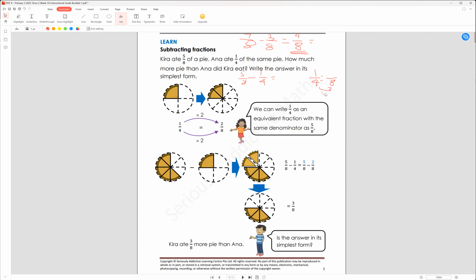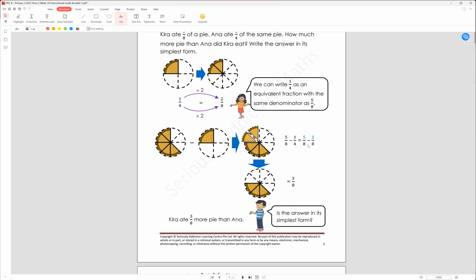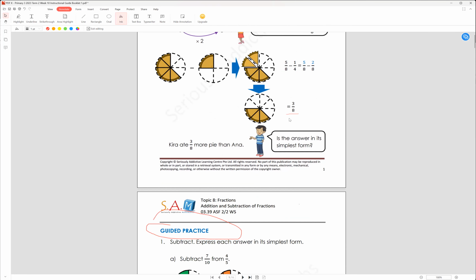it'll be 4 times 2, and then on top, 1 times 2 equals 2. So it's 5 out of 8 minus 2 out of 8. The answer is 3 out of 8. And then always at this point, students, do you need to simplify? In this case, no need. The top can't be divided by 2, so you can't simplify in that sense.